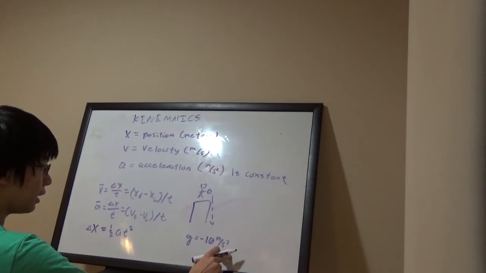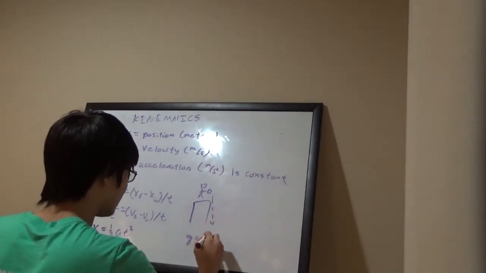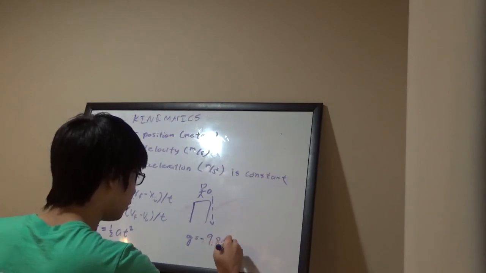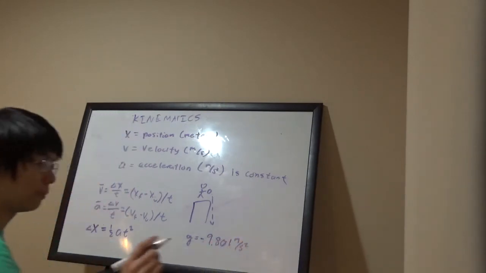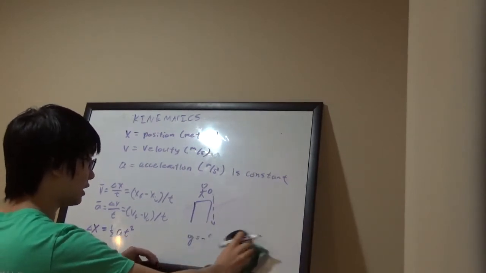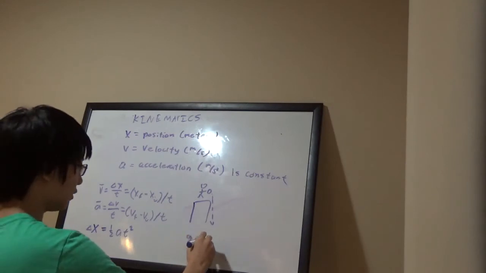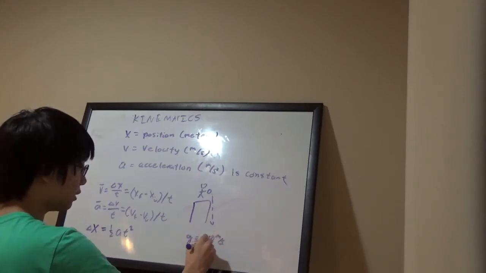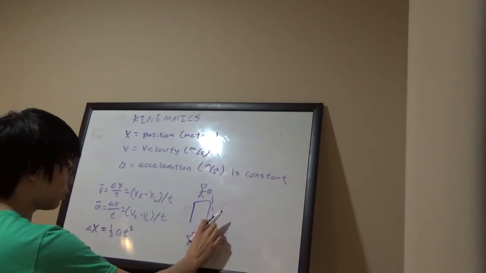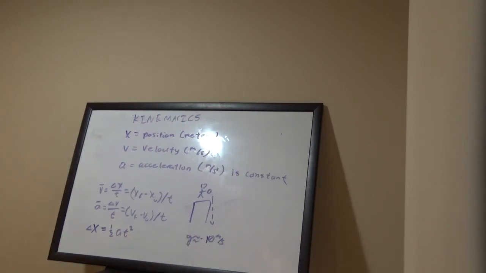Oh wait, sorry. It's experimentally determined to be not negative 10, it's 9.801 meters per second squared. But for simplicity's sake, we're just going to say it's 10 meters per second squared because it's a lot easier to do our calculations, since I don't have a calculator. So negative 10 meters per second squared. I'm going to write approximately equal to for now because it's not exactly equal, but we'll take it because it's close enough.